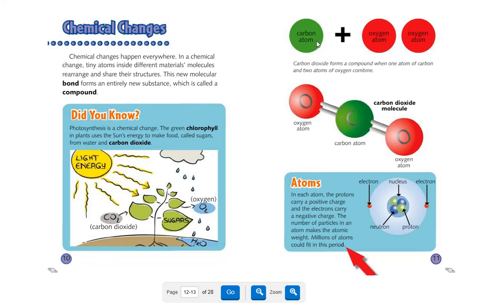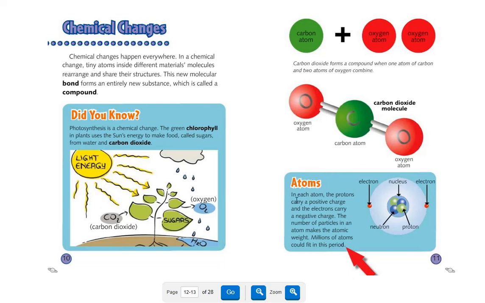So what we have here is an example of the formation of a compound. If you have one carbon atom that happens to come into contact with two oxygen atoms, they will actually form a compound that we call carbon dioxide. So the carbon atom will bond with the two oxygen atoms like so, forming a carbon dioxide molecule. That's another example of a chemical change. So any change that results in atoms bonding together to form new molecules, or perhaps even molecules breaking apart into their individual atoms, that would be an example of a chemical change.